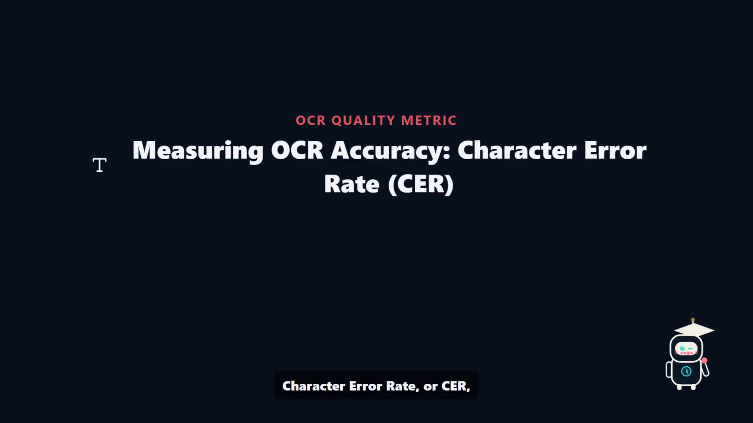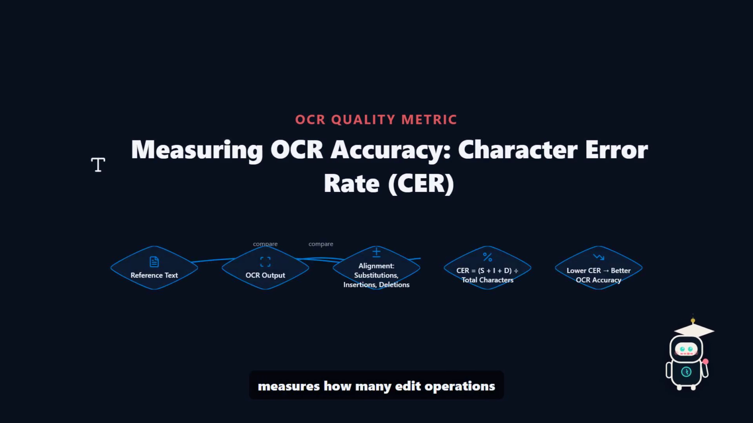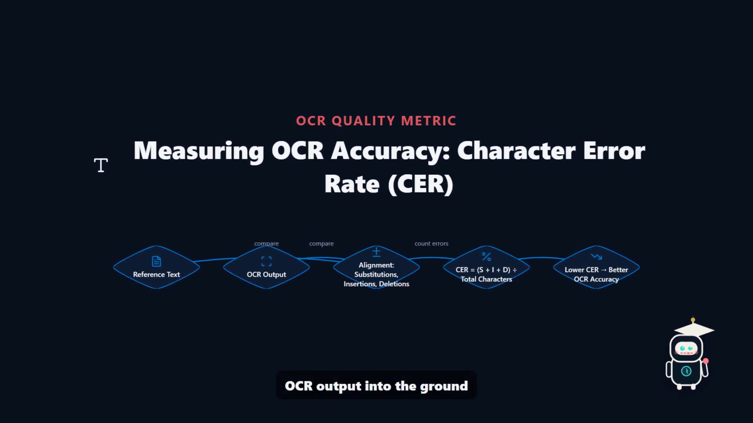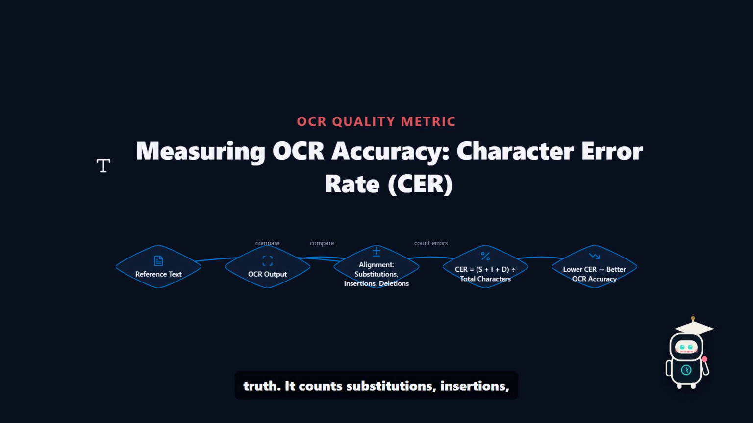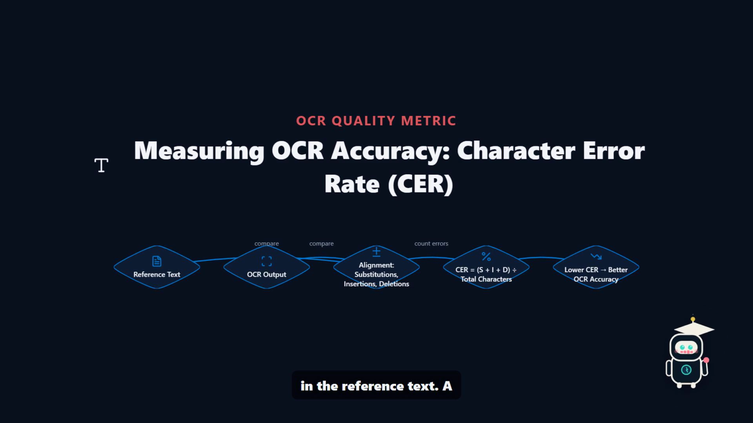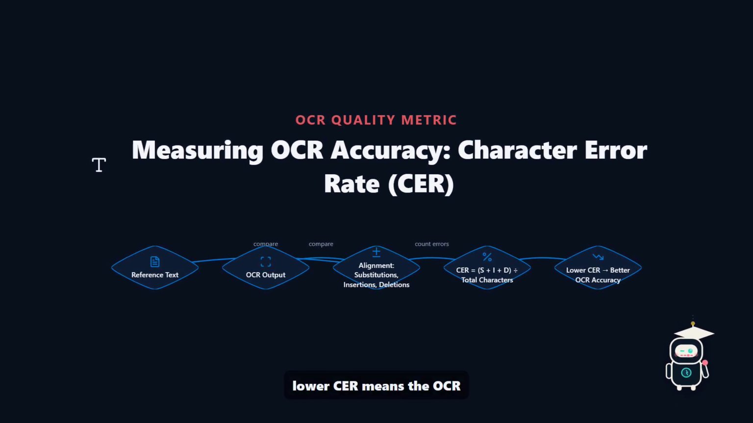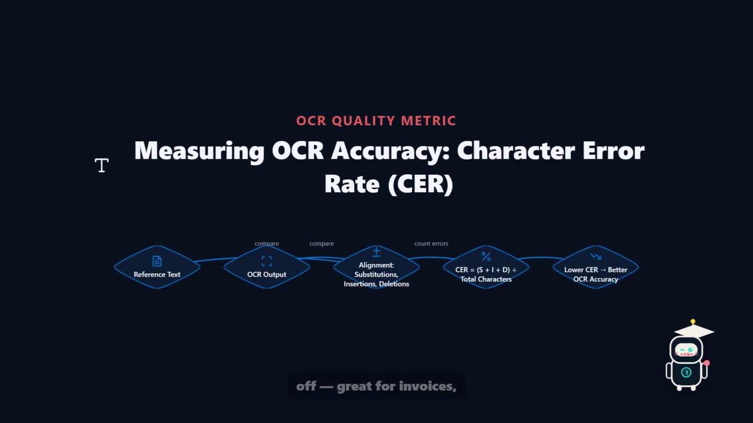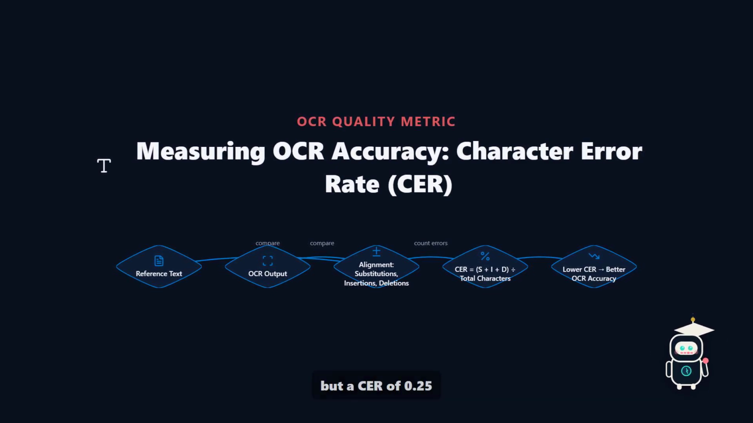Character error rate, or CER, measures how many edit operations are needed to turn an OCR output into the ground truth. It counts substitutions, insertions, and deletions, then divides by the total number of characters in the reference text. A lower CER means the OCR is more faithful. For example, a CER of 0.03 means only 3% of characters are off. Great for invoices, but a CER of 0.25 would spell disaster in a production pipeline.